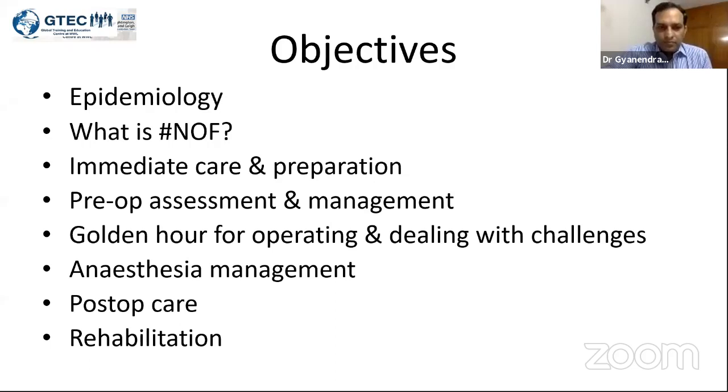It doesn't mean the first hour, but a golden time in terms of trying to get the patient into theater and operate on these patients. Of course, I'm going to spend some time on the anesthetic management, post-op care, and rehabilitation.